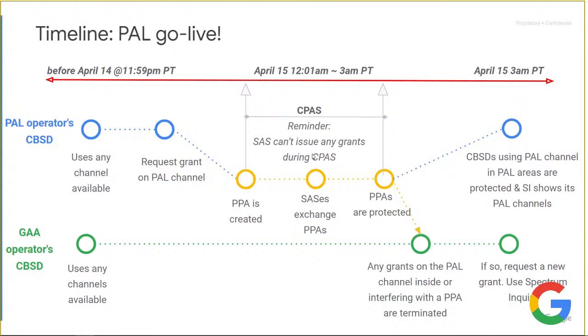That's called a mixed grant. And the spec doesn't allow mixed grants to exist. So if you are a PAL operator and you have both PAL and GAA grants, if they're on a grant that has both PAL and GAA channels in the same grant, you're going to have to terminate that and separate those out. Get rid of that mixed grant and have one grant for your PAL channels and one grant for your GAA channels. So that's your pro tip for PAL operators there.